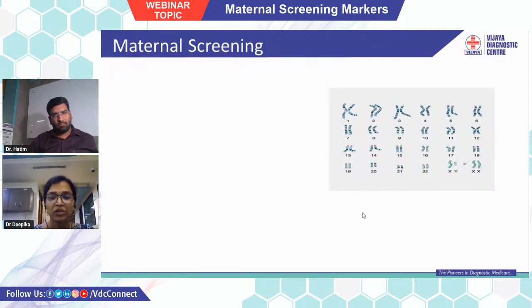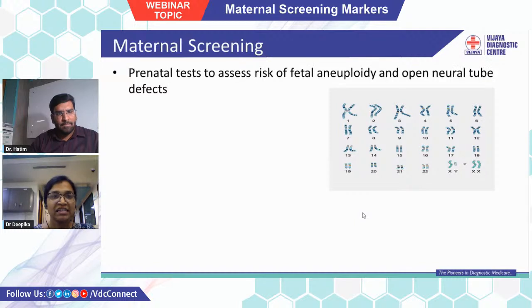This is a normal human karyotype, where there are 22 pairs of autosomes and 1 pair of sex chromosomes. Maternal screening, these prenatal tests, are done to assess the risk of fetal aneuploidy as well as neural tube defects. The most common fetal aneuploidy is trisomy 21, also known as Down syndrome, where in the 21st position, in addition to the pair of chromosomes, we have an extra chromosome. This is the most common chromosomal aneuploidy.